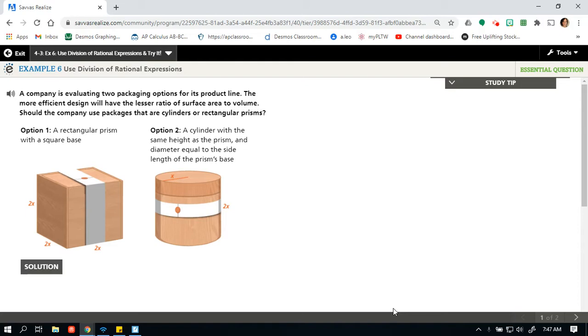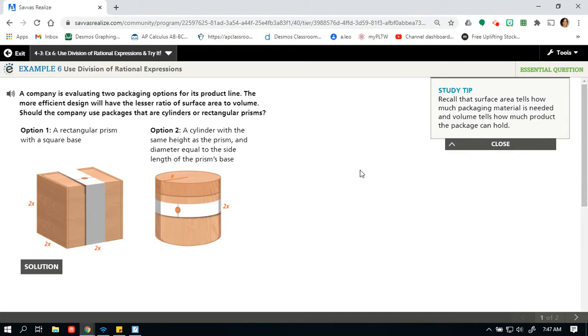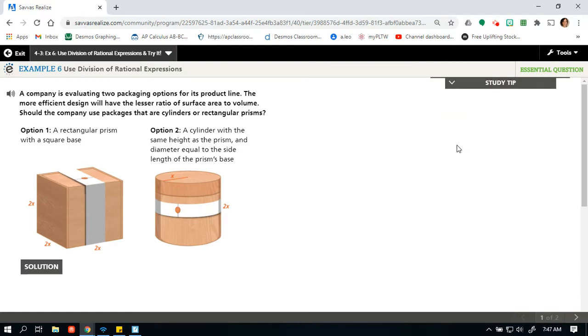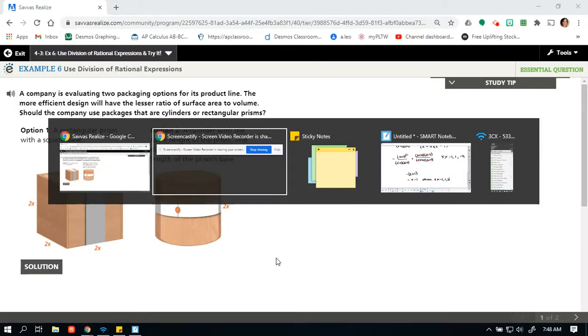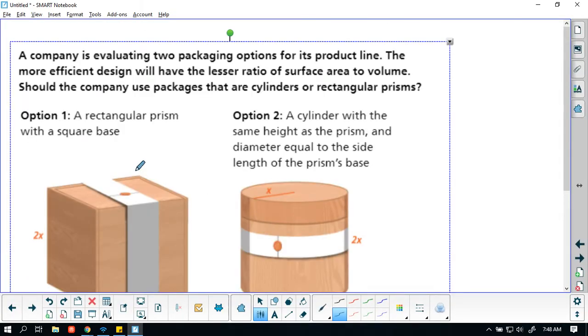So option 1, a rectangular prism with a square base, and option 2, a cylinder with the same height as the prism and diameter equal to the side lengths of the prism. Let's look at this study tip. Recall that the surface area tells us how much packaging material is needed, and volume tells us how much product the packaging can hold. Okay, so let's pull this over into my handy dandy notebook and start seeing what we can do with this packaging.